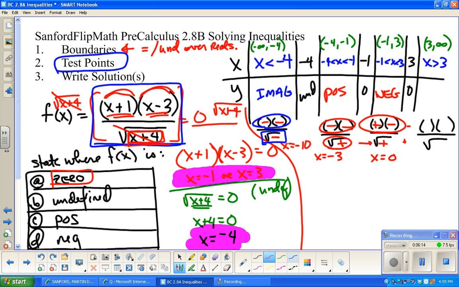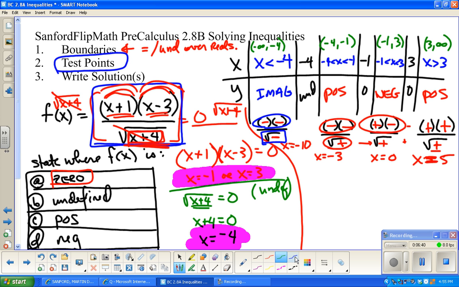Okay, and then one more value that we're going to put in, something greater than 3. So, sorry, let's do maybe 5. Okay, so 5 plus 1 is positive. 5 minus 3, positive. 5 plus 4 is 9. Square root of 9, so that's positive. Square root of that positive, so everything here is positive, so there I am. Okay? All right, so let's start answering some questions.